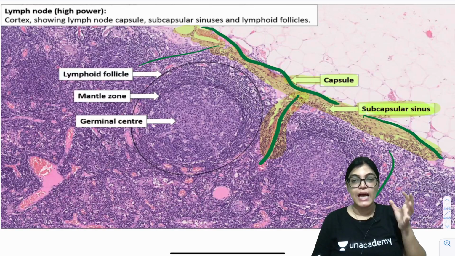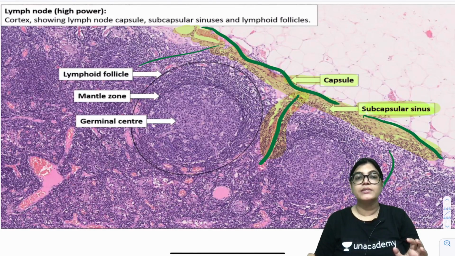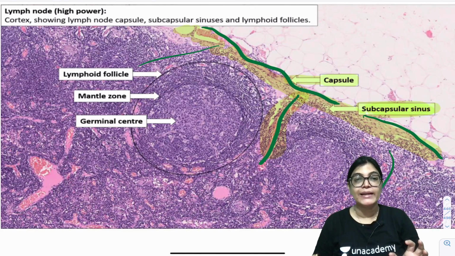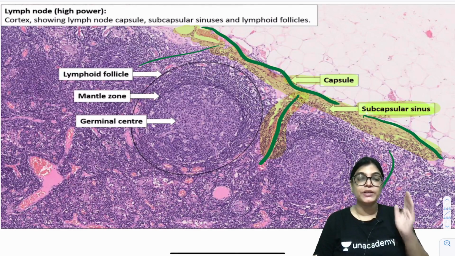Now what is highlighted in this diagram is the lymphatic nodule or follicle, the aggregation of lymphatic nodules. Actually, the zone of lymph node aggregation is divided into 3 zones.